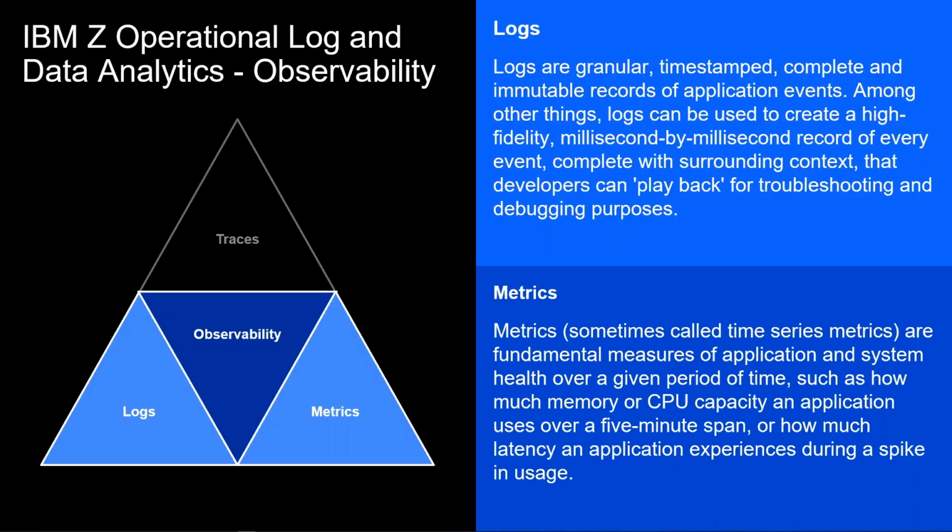Metrics, often called time series metrics, are fundamental measures of an application and system over a given period of time. Typically you can think of these things as KPIs, or key performance indicators. So maybe how much memory or CPU an application is using over a period, or how much latency an application is looking at. Looking at IBM Z, it might be the number of transactions that CICS is processing, or the number of active DBATs that Db2 has. So metrics are those key values that we're looking at.